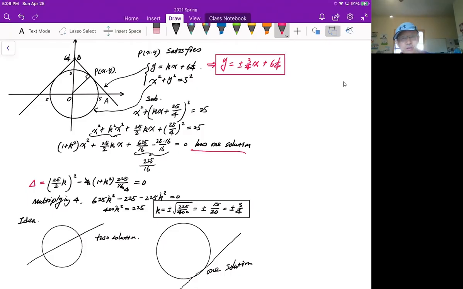So why are there two answers? Because you go from P, you go from B, and you draw the tangent line. You have two different tangent lines, right? One has a negative slope, the other one has a positive slope. But the two slopes are opposite of each other.